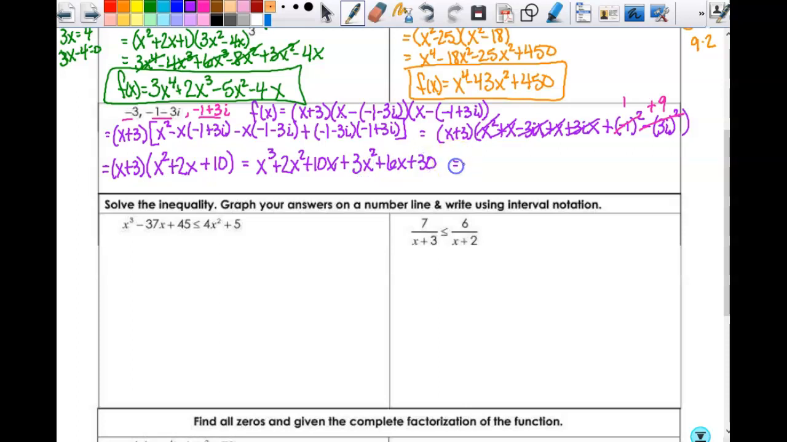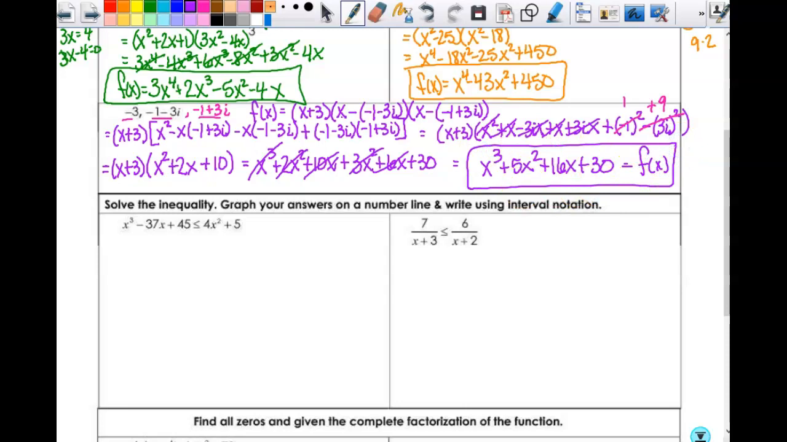And then I can clean all this up. This gives me x cubed. Got that one taken care of. These two give me plus 5x squared. This gives me plus 16x plus 30. That equals f of x.